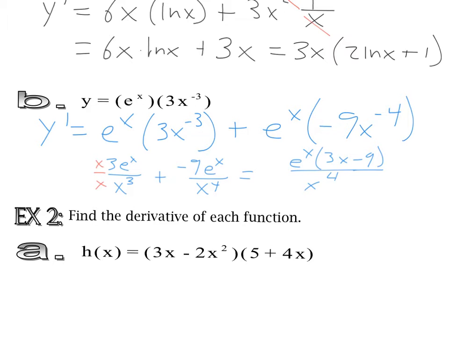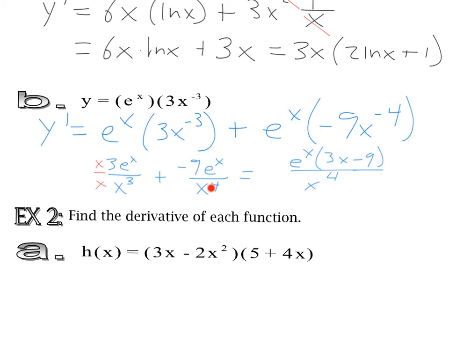Okay, so you gotta love these e to the x problems. Pretty easy. The derivative of e to the x is just e to the x times the second, so I just literally copy that down, plus, again, I copy down e to the x, because I'm just copying down the original function, and then multiply by the derivative of 3x to the negative cube, which would give you negative 9x to the negative fourth. I simplified these as fractions here.